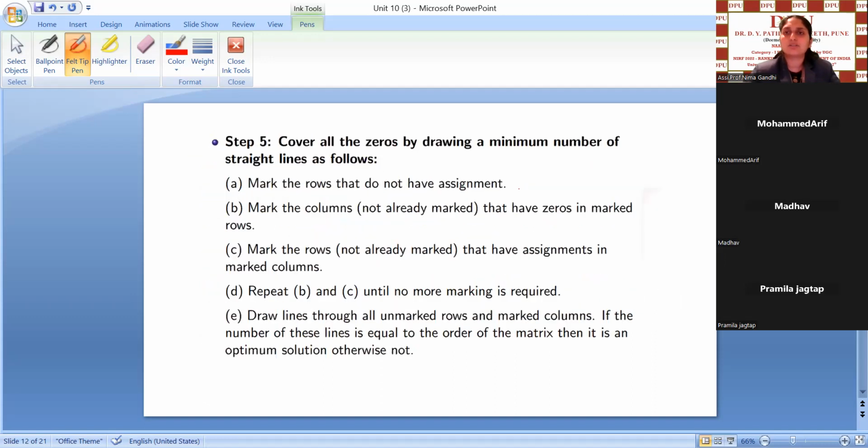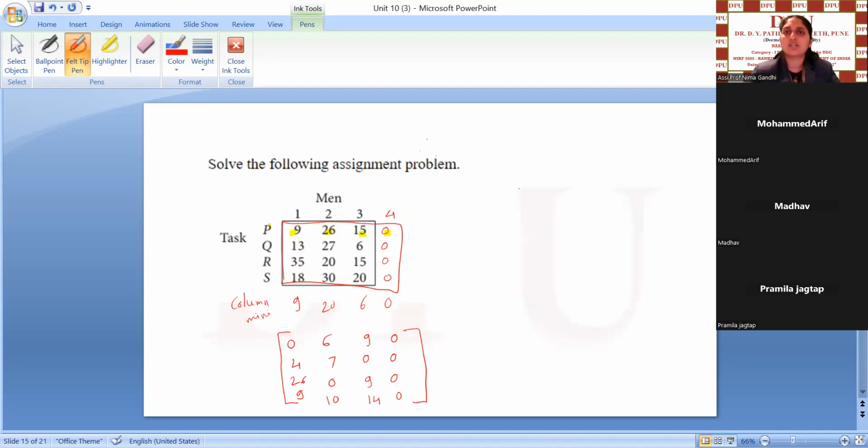So let's go back to our problem. What you're doing here, you're checking row by row. What is your first row? This is your first row, right? 0, 6, 9, 0. Does this row have a single zero? No, the row has two zeros. So let's move to the next row. The next row is 4, 7, 0, 0. Again, two zeros. This is also not a row with a single zero. Move to the next row. 2, 6, 0, 9, 0. Again, the row with two zeros. Okay, so let's go to the last row.